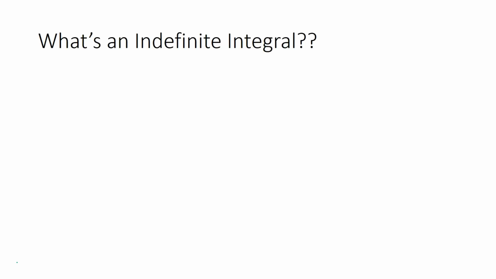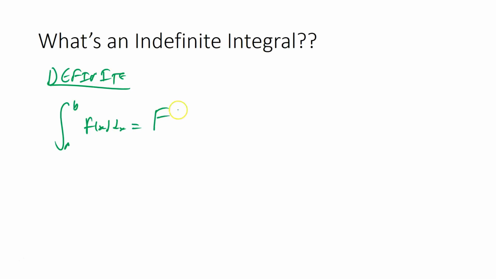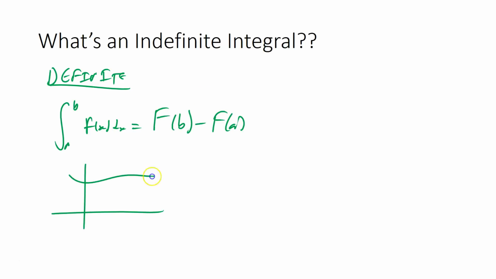All right, so what's an indefinite integral? What we talked about before is a definite integral, the definite integral from a to b of f of x dx. And we found an antiderivative, F of b minus F of a. And this gave you the area under the curve f of x from a to b. Right? That's the whole point of a definite integral.